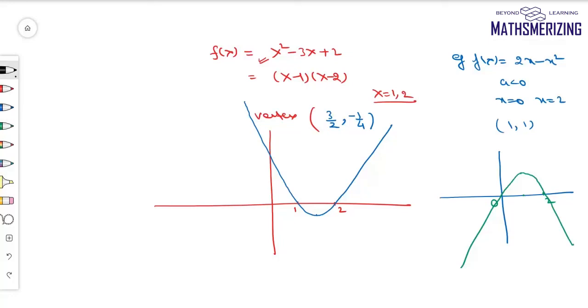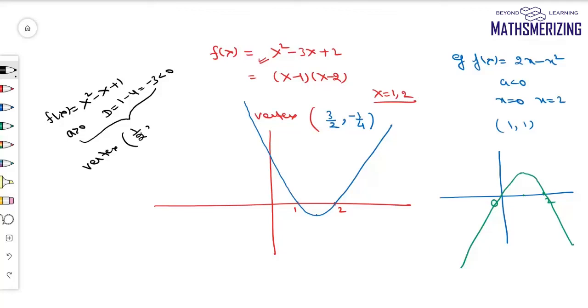Now, what about this one? f(x) is x² - x + 1. Now, in this case, a is greater than 0. But what's the value of D? Value of D is 1 - 4, which is -3. So D is less than 0. So that means it will represent a parabola opening upwards, and it will not intersect the x-axis. If I have to find its vertex, the value of x is 1/2 and y is 3/4.